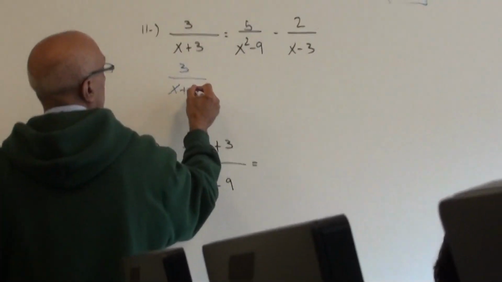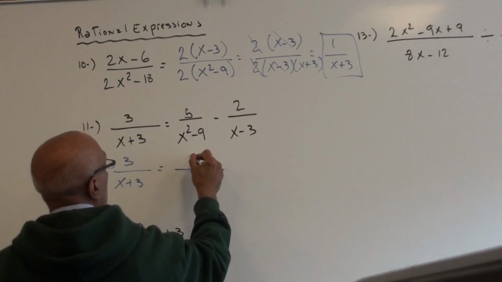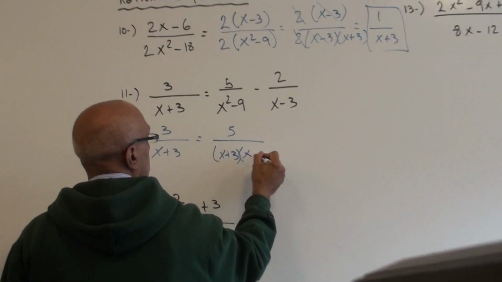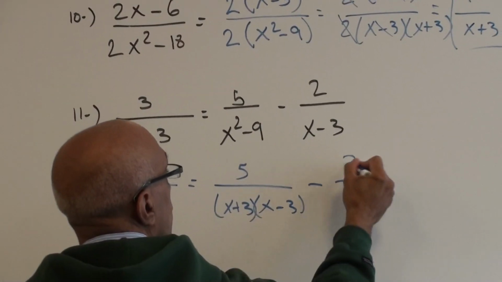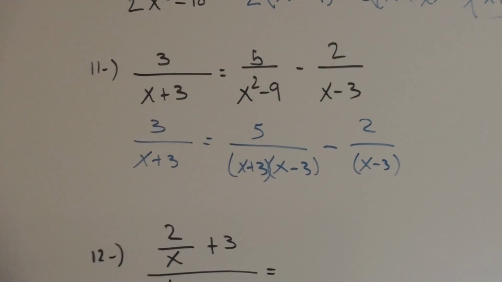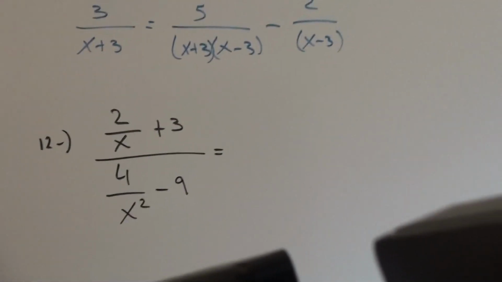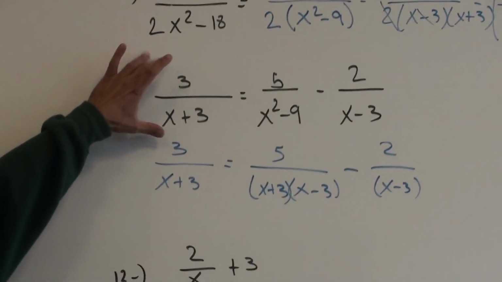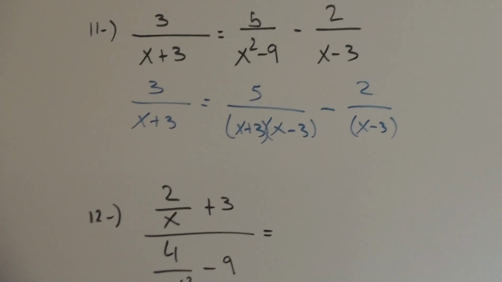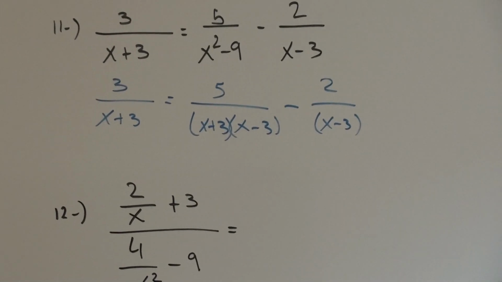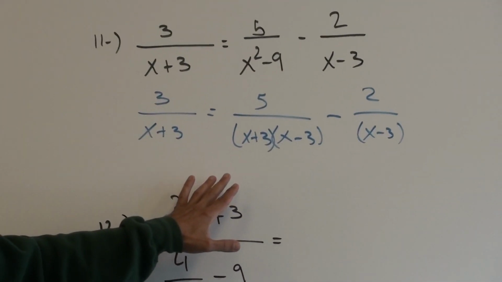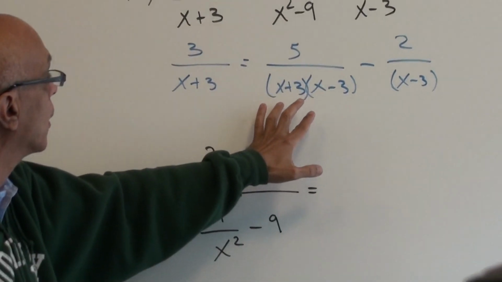3 over x minus 3 equals 5 over x squared minus 9 minus 2 over x minus 3. So now, what else? What should we do? This looks like a fraction, right? What do we do when we do operations with fractions? Find a common denominator. What would be a common denominator here? x minus 3.